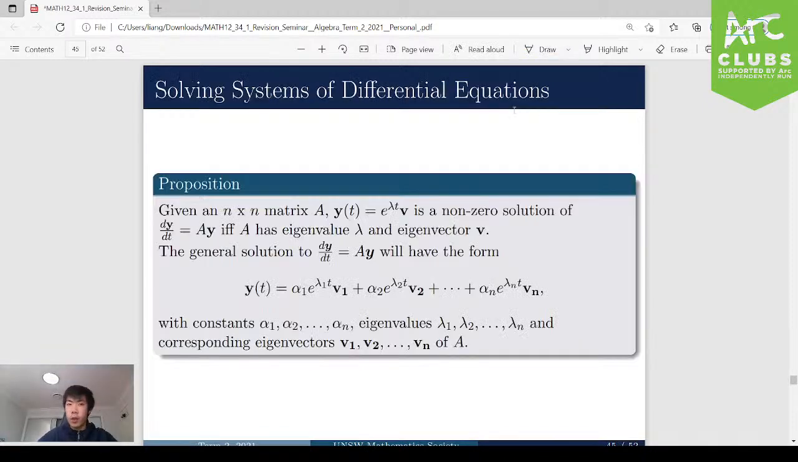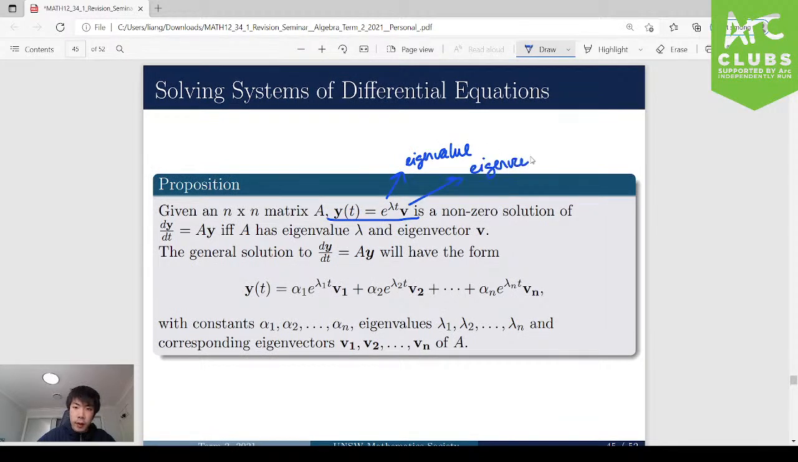Now the very last thing I'll go through, there will only be one more example after this, and that will be how to use eigenvalues and eigenvectors to solve differential equations. Given an n by n matrix, the solution y can be expressed as e to the power of lambda t times the eigenvector v. In this particular solution, lambda is an eigenvalue, and v is the corresponding eigenvector.